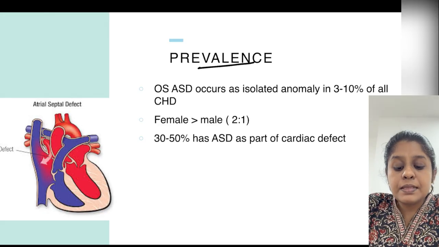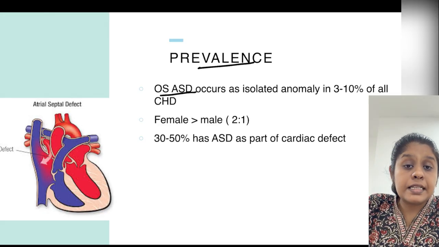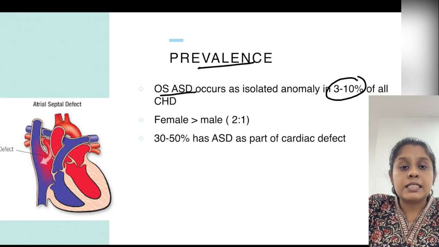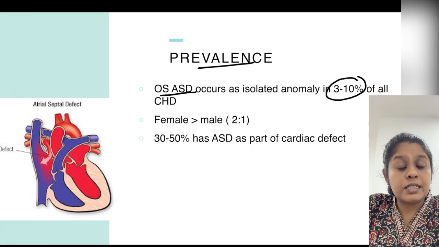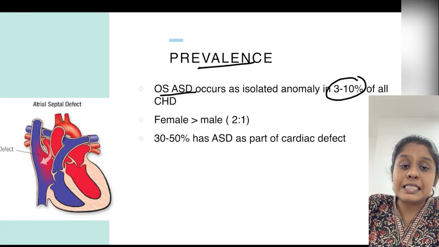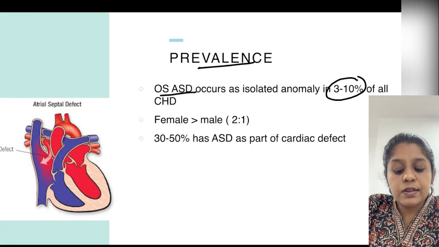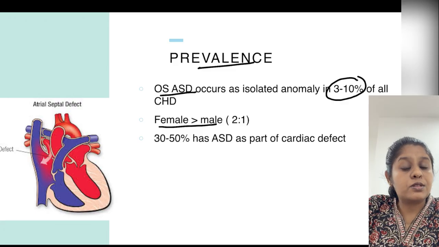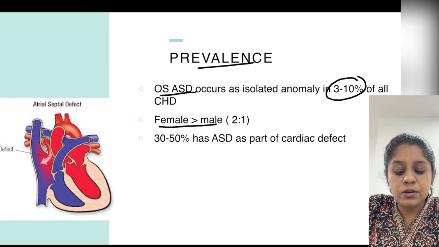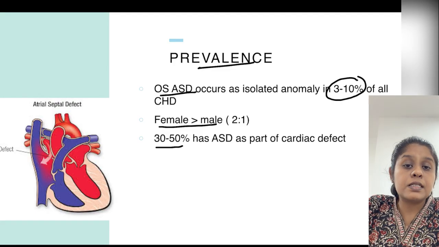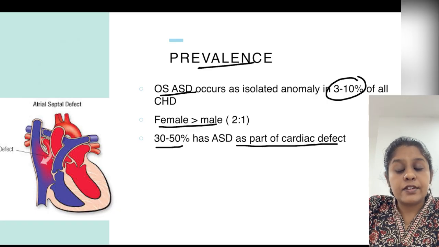So coming to the prevalence. Ostium secundum ASD occurs as an isolated anomaly in nearly 3 to 10% of all congenital heart disease. So the incidence of OS ASD among all the congenital heart diseases is 3 to 10%, with a female to male ratio of 2:1. So it is more common in females compared to males. And 30 to 50% of ASDs are seen as a part of other cardiac defects.